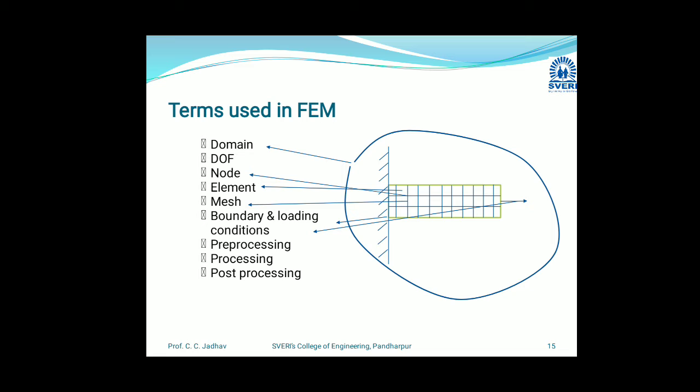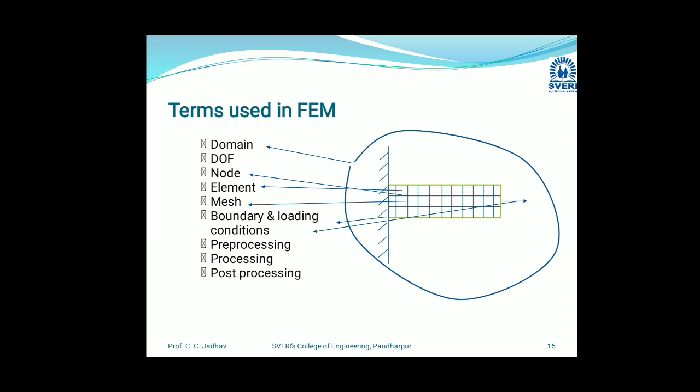The next term is a node. Now you can see in the figure we are creating different elements on that bar, and they are joined with the help of nodes. A node is the point where analysis is carried out, where calculations are made at a limited number of points. So we are joining these points and we will get the element. That point is called a node, and the calculations are made at a limited number of points, which are also called nodes.